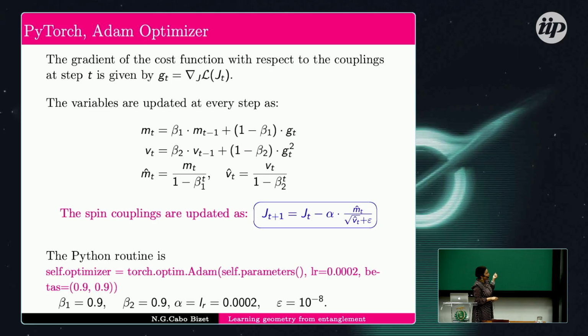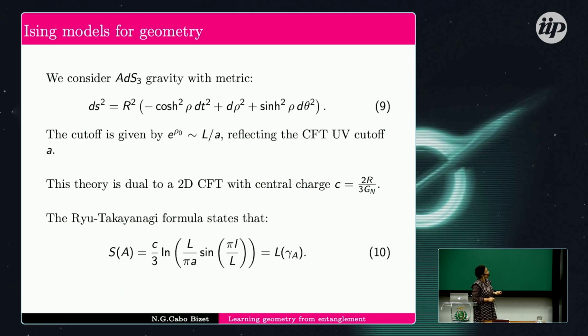And so you call the Adam optimizer, you put your cost function and your momentum, and then you can continue. So okay, first thing, AdS3. I have to hurry a little bit. So AdS3 gravity: if you write the entropy for a single interval, and you make the identifications of the cutoff in the gravity and on the CFT side, you get the Ryu-Takayanagi formula.